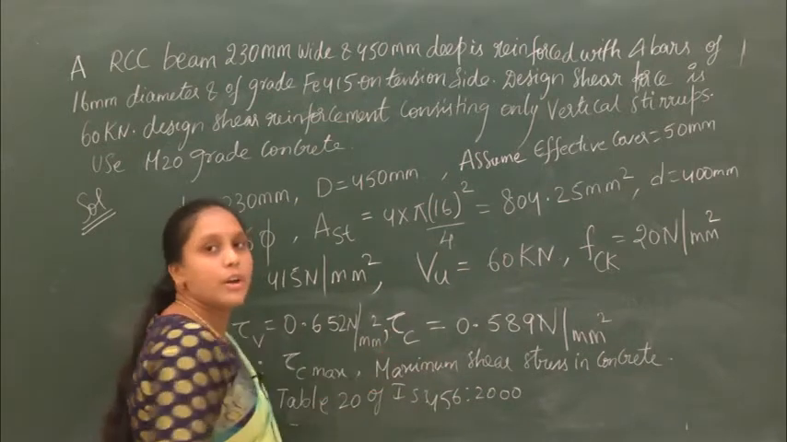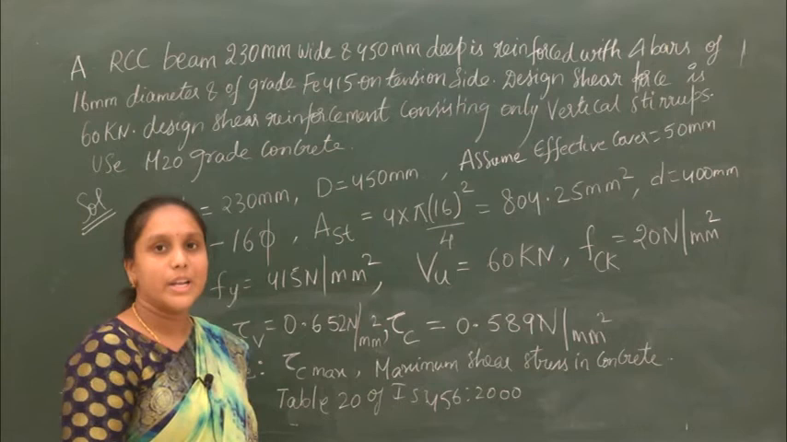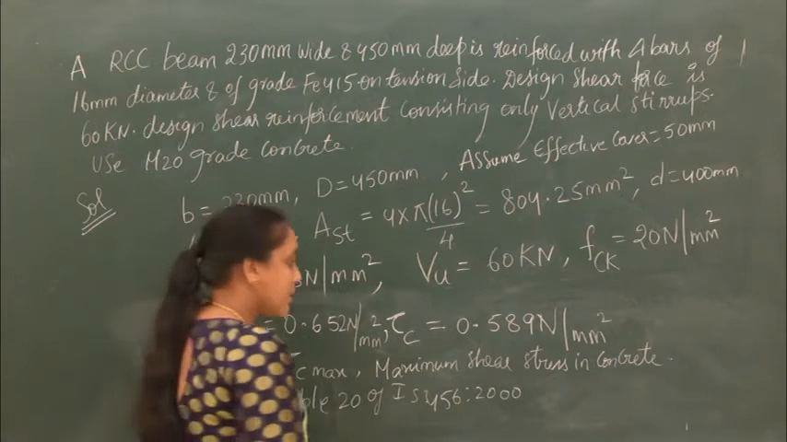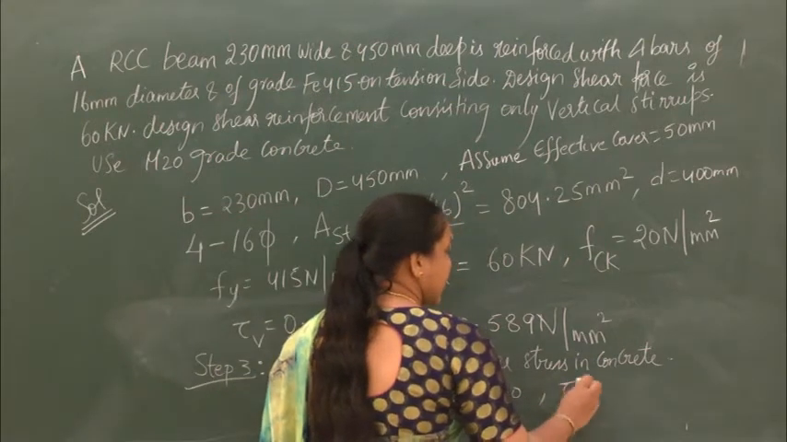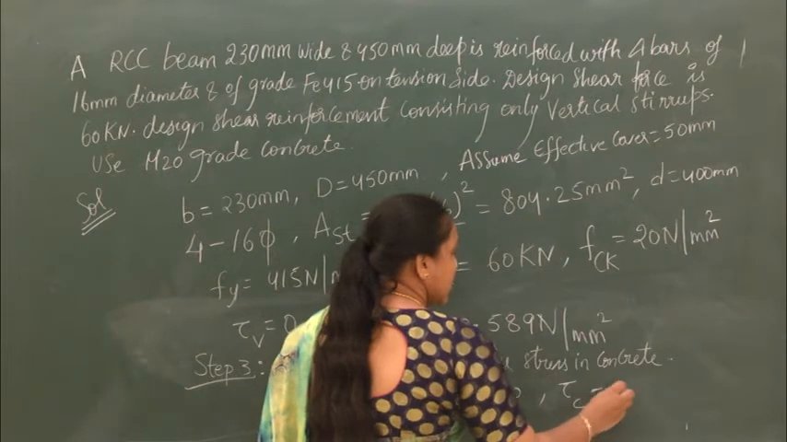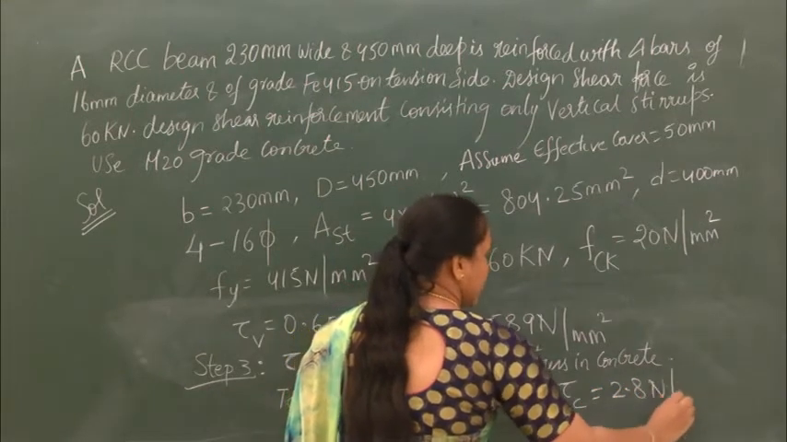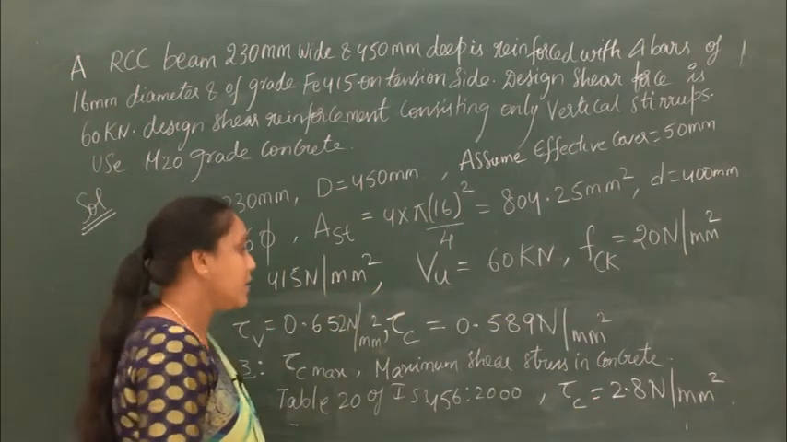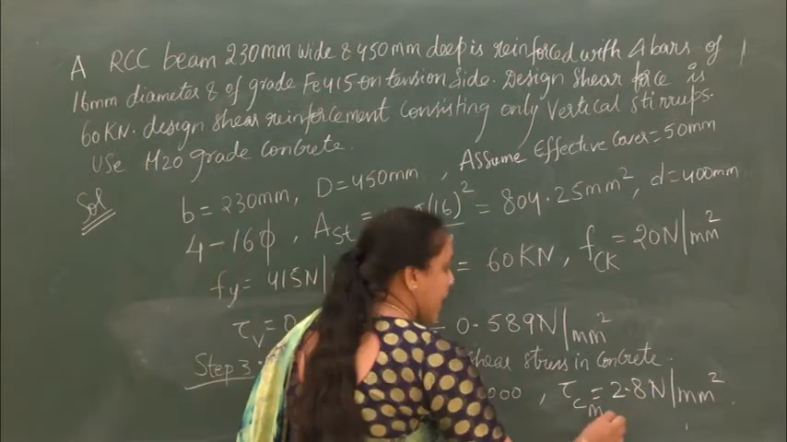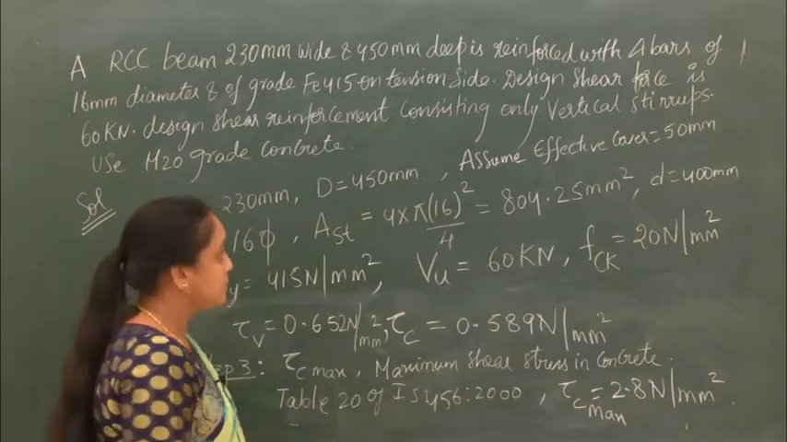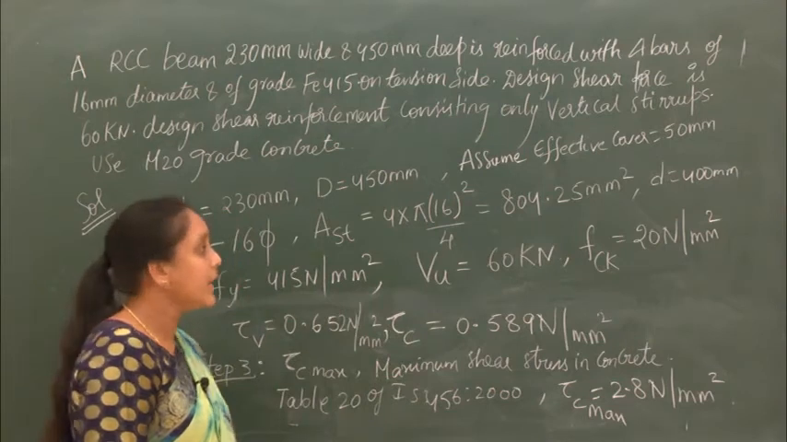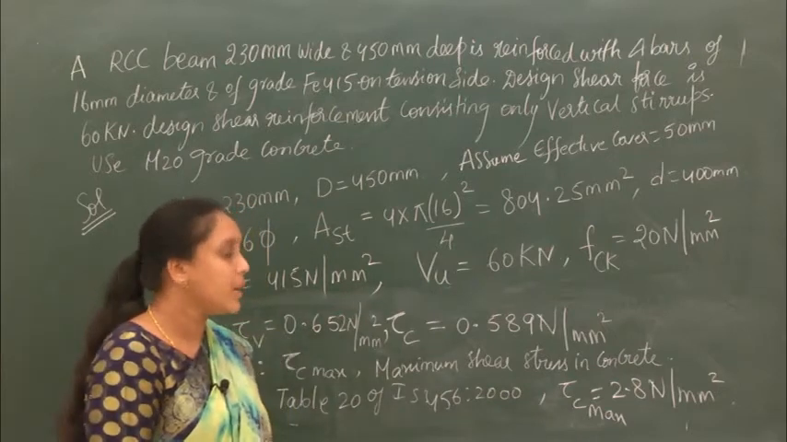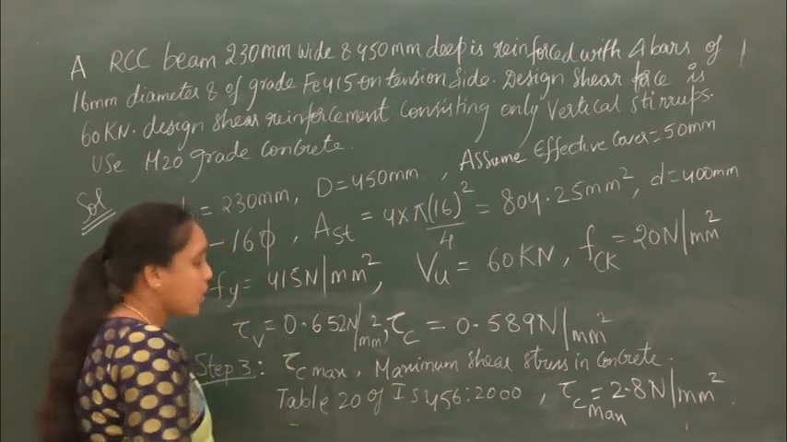Here the grade of concrete is how much? The grade of the concrete is 20 Newton per mm square. So what will be the tau c max from table 20? The value of tau c max given in that particular table 20 is 2.8 Newton per mm square. So that is the tau c max value for grade of concrete 20. So we have calculated the tau c max also.